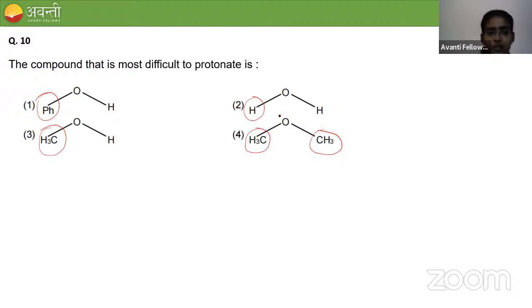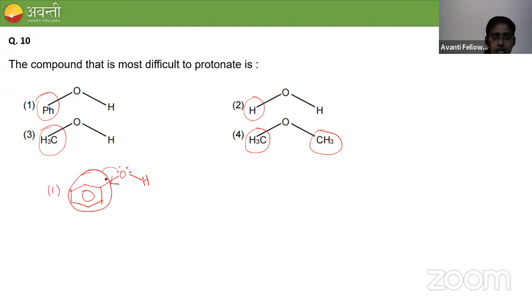Okay. Now, for protonation, the oxygen atom which is having the lone pair should be more electron rich. Only then it will protonate easily. Okay. In case of phenyl, what is phenyl? C6H5 group. This ring C6H5. This is the phenyl ring, right? And here oxygen is attached. Oxygen is having 2 lone pair. This is option number 1. Okay. Phenyl group is an electron withdrawing group.